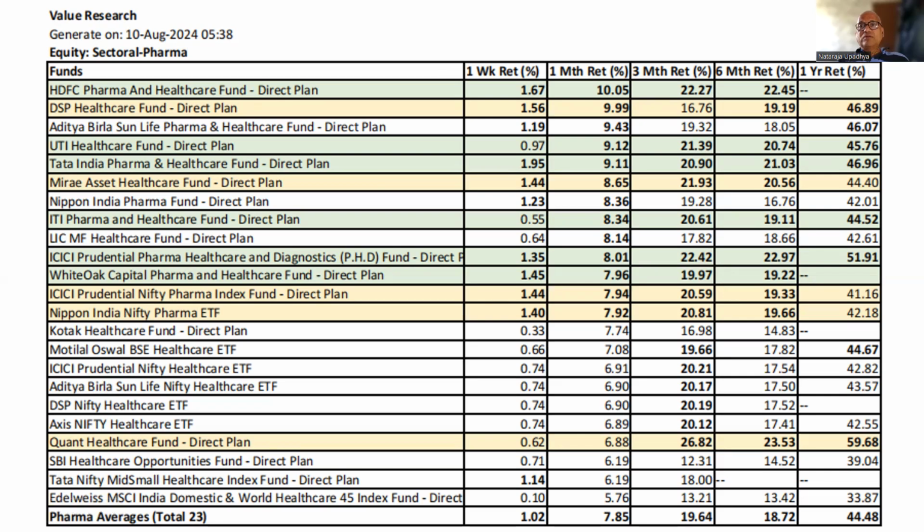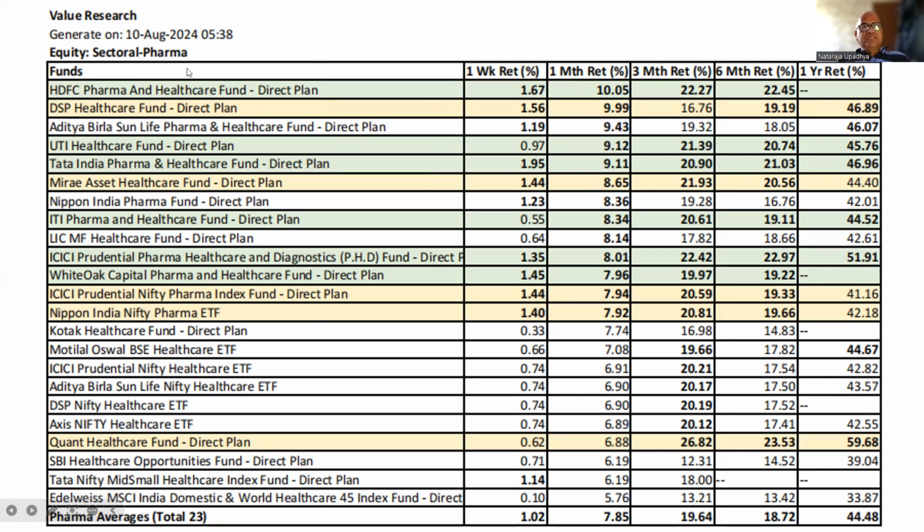So amber ones also may be worth looking at, because maybe they will recover and therefore may come to green in the next few weeks. So here, all funds are sorted by the monthly returns. So that is a standard format in all 20 subtypes. So I will not repeat it.